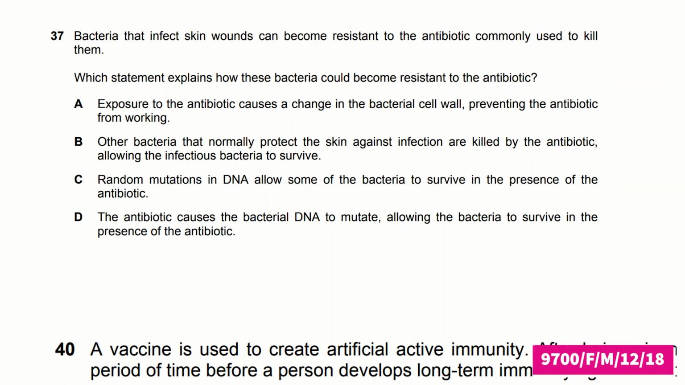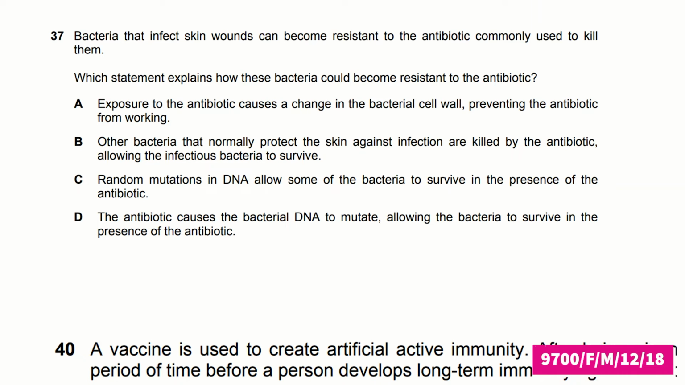Question number 37. Bacteria that infect skin wounds can become resistant to the antibiotic commonly used to kill them. Which statements explain how these bacteria could become resistant to the antibiotic? Now, how do bacteria become resistant? During its natural life cycle, bacteria accumulate mutations over time, and it keeps mutating all the time. Therefore, a sudden mutation could happen which could enable it to have resistance to a specific antibiotic. However, the mutation occurs first, before the introduction of the antibiotic.